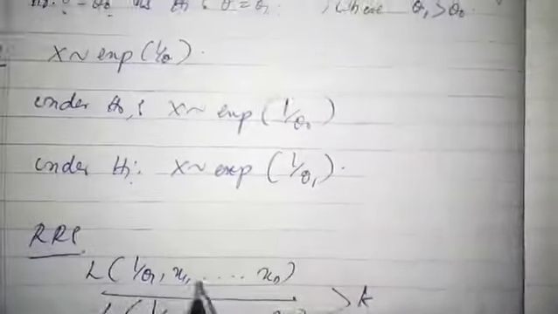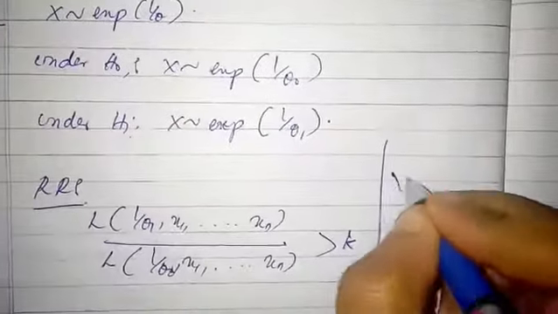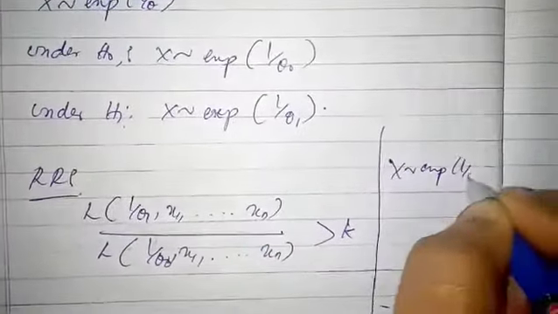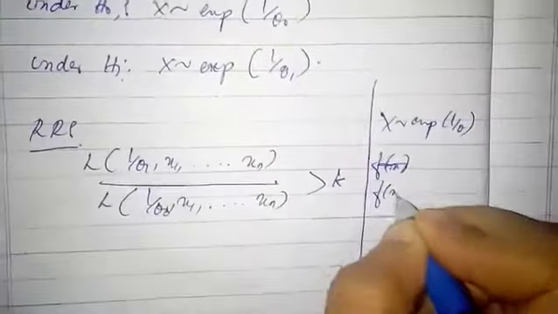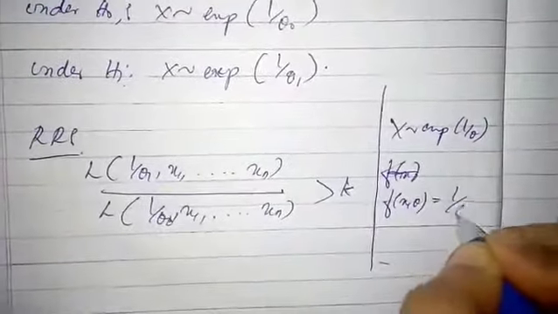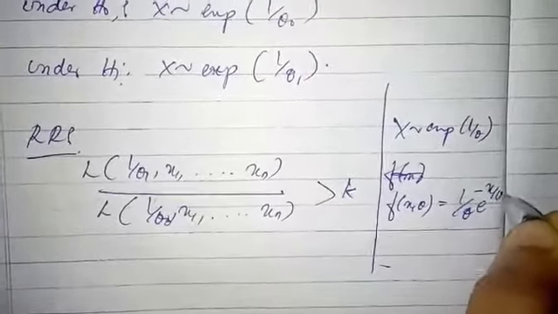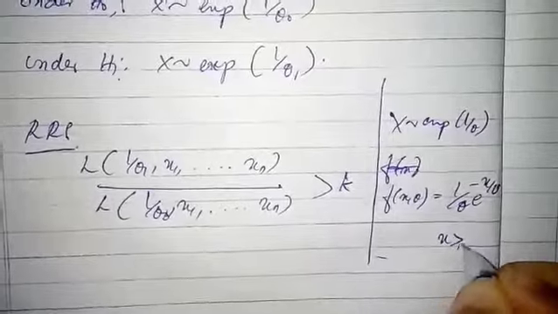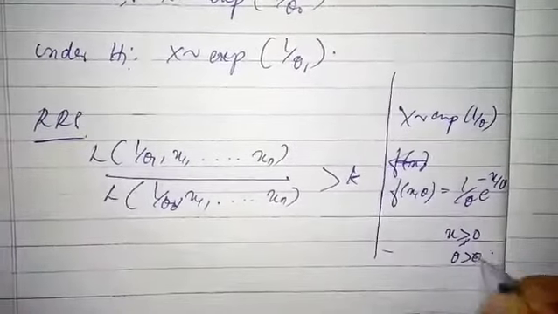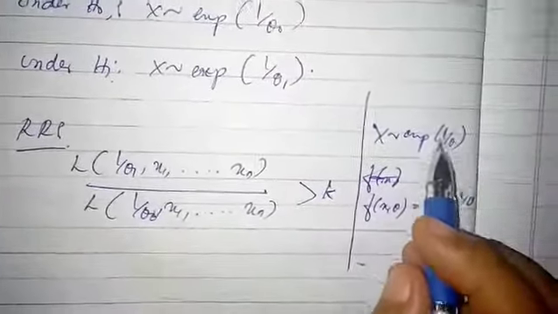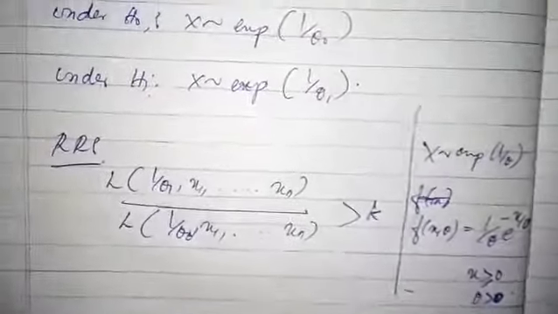What is the density of exponential 1 by theta? If x follows exponential 1 by theta, then what is the density? f of x, theta equal to 1 by theta e power minus x by theta, where x is greater equal to 0 and theta is greater than 0. This is the density of exponential with 1 by theta. Then what is our likelihood?